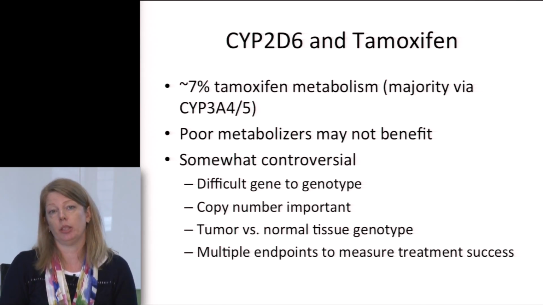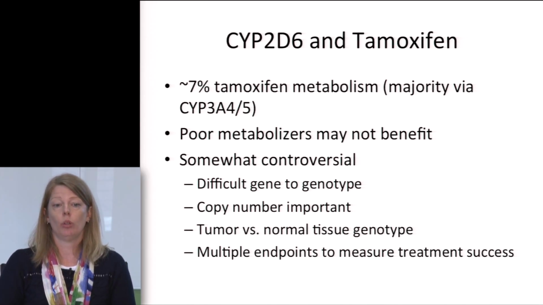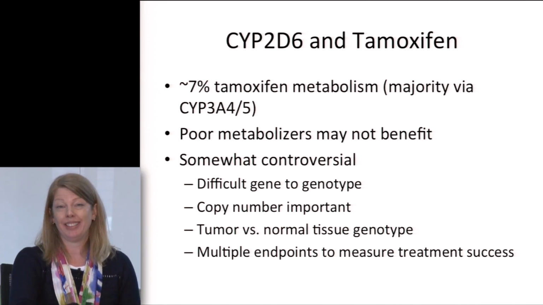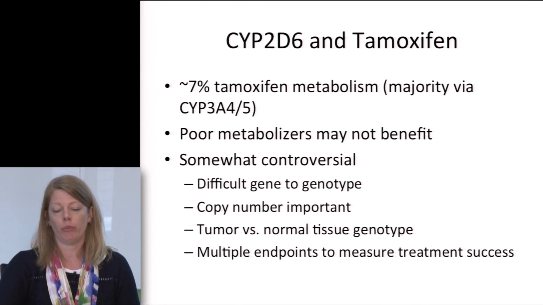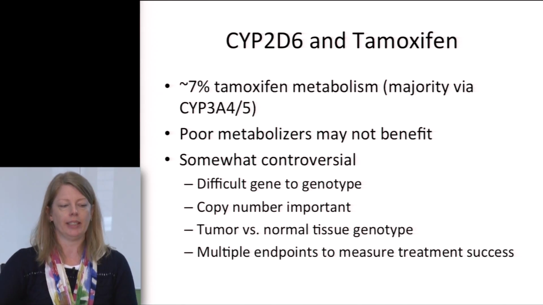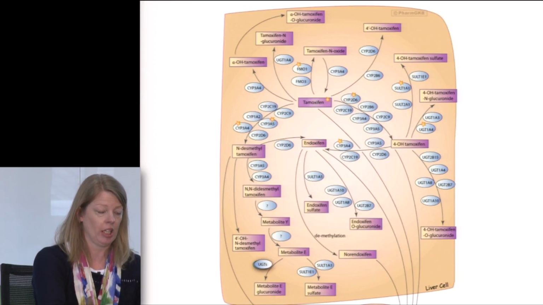Also, the endpoints used to measure success in a lot of these studies varies wildly. So sometimes you're looking at death, avoiding death. Sometimes you're looking at avoiding recurrence rates for breast cancer. Sometimes you're looking at just adverse events during treatment. So the multiple endpoints used to measure treatment success also contribute to variation in these studies and have led to a somewhat controversial association between 2D6 and tamoxifen.